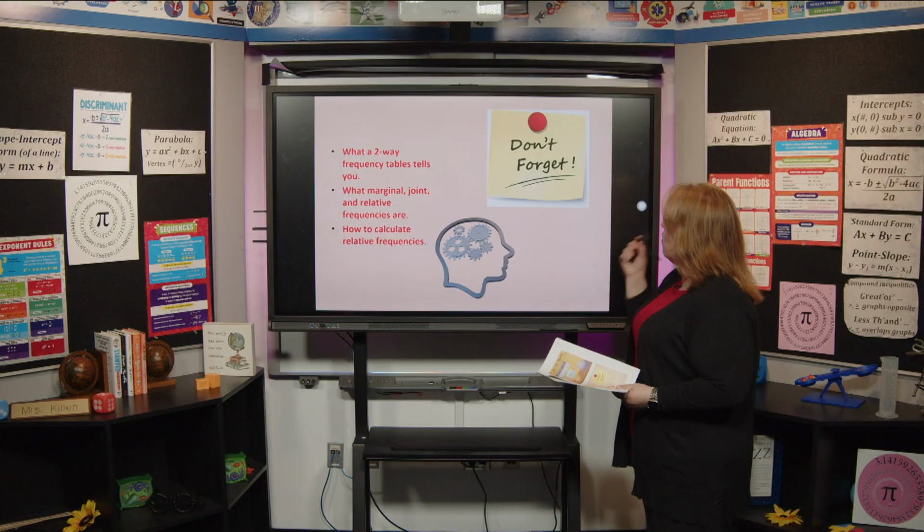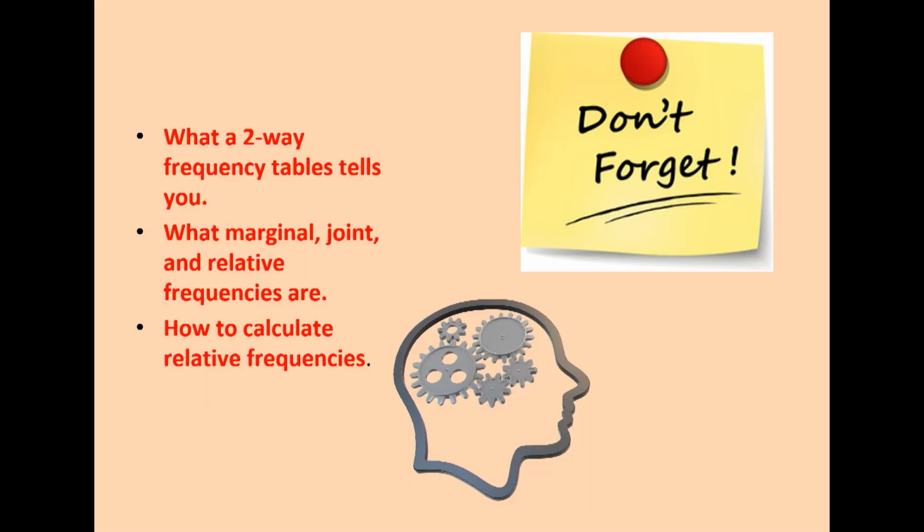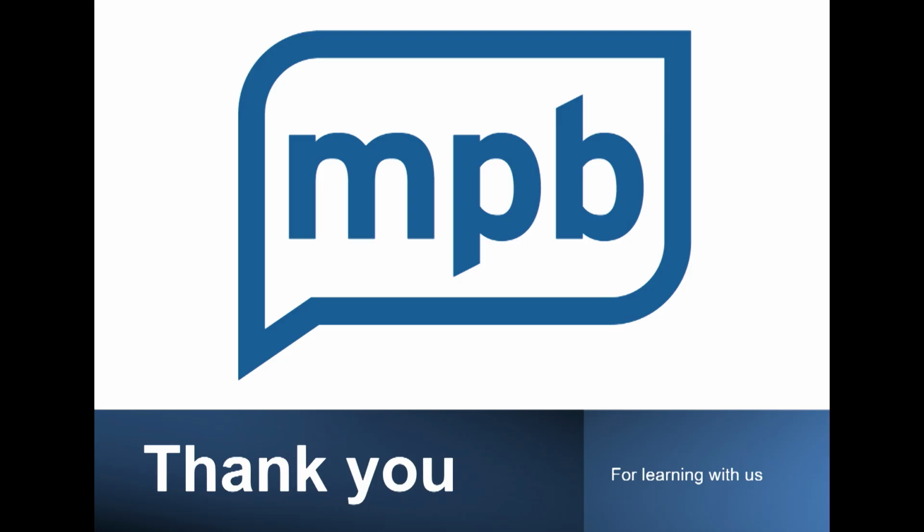Good job. We don't want to forget what a two-way table is, how it's showing different categories and how they are put together, what our marginal frequency is, what our joint and relative frequencies are, and how we're calculating these different frequencies by getting percentages and dividing by the total.